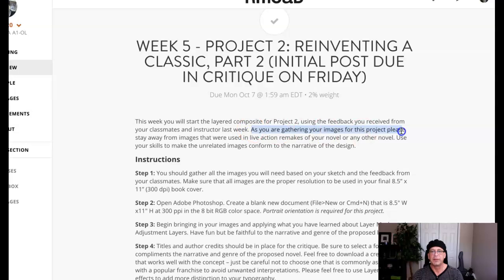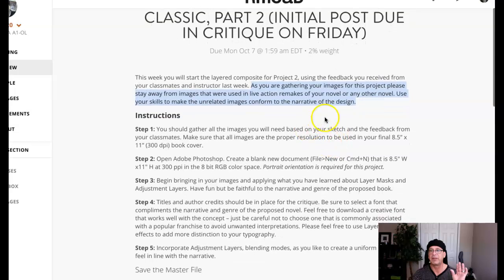So as you're gathering your images for this project, please stay away from images that were used in the movies, okay? So you can't use images from the Wizard of Oz movie for the book cover, all right? And that makes sense when you think about it. It really does, because if you're hired to design a book, it would be reasonable to assume that the designer is not just going to depict the characters, but kind of depict the moral of the story, so to speak, as you interpret it, without using the characters. So forget the characters from the movie.